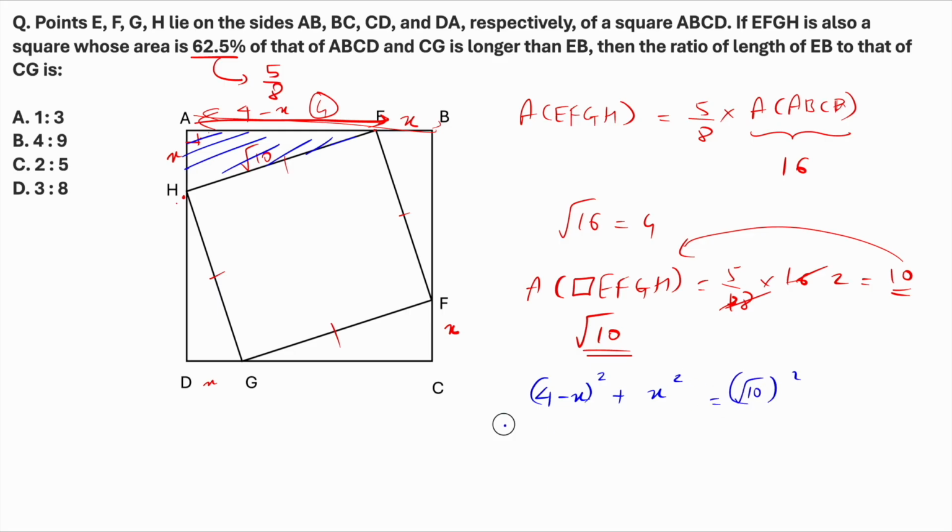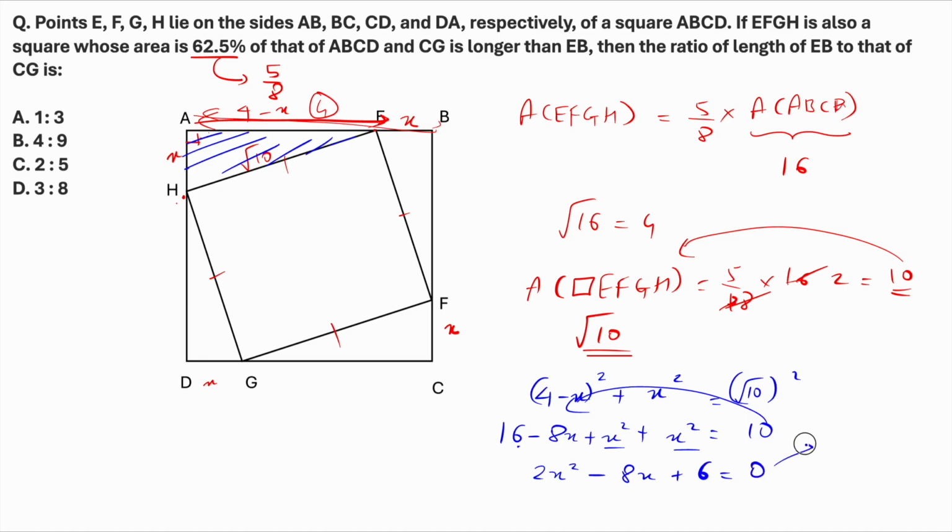On simplification, this gives me 16 minus 8x plus x square plus x square is root 10 square, that is 10. x square plus x square becomes 2x square, minus 8x as it is. 16, from that you subtract 10, you're going to get 6. So finally I get 2x square minus 8x plus 6 is 0.